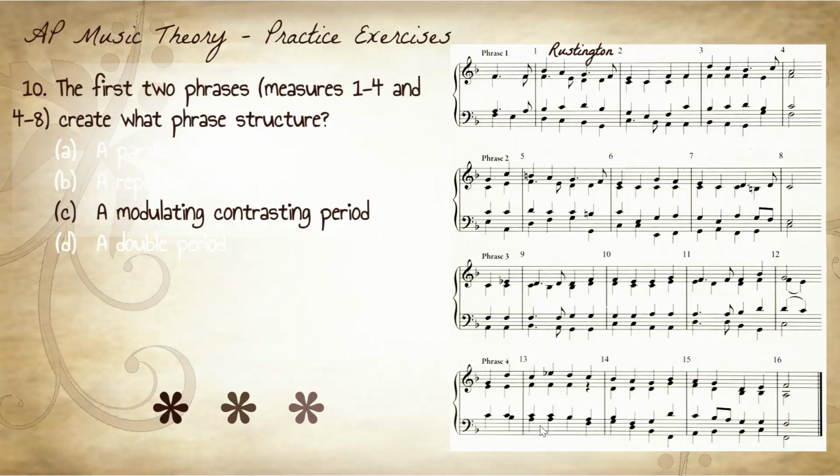Correct answer is C. The melodic structure consists of two contrasting periods. In addition, the first two phrases modulate. Phrase 1 ends with an imperfect authentic cadence in F major, and phrase 2 ends with a perfect authentic cadence in C major. These two phrases have an antecedent-consequent relationship, but the melodies are different, contrasting.